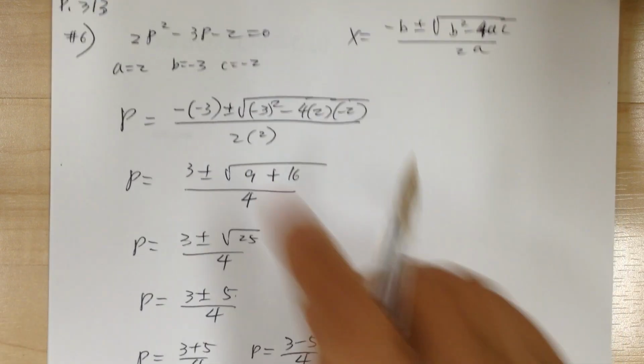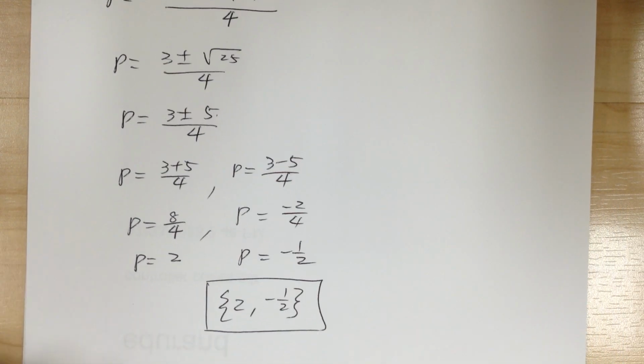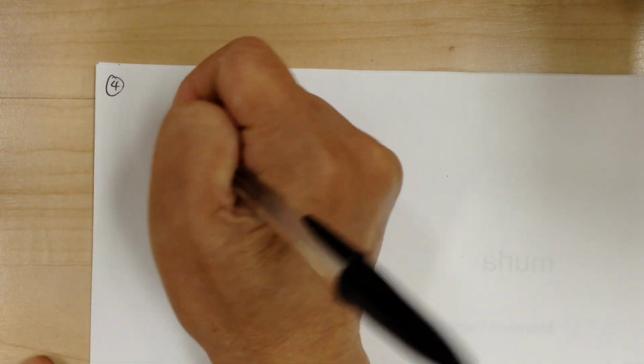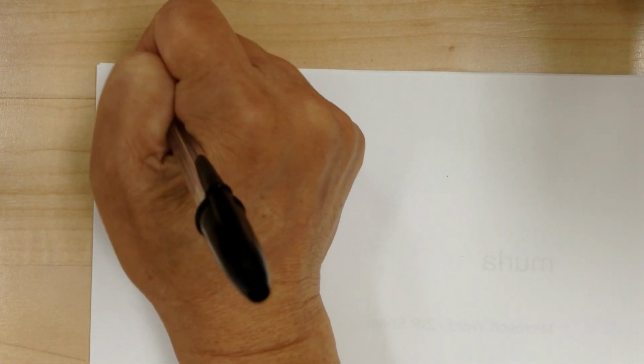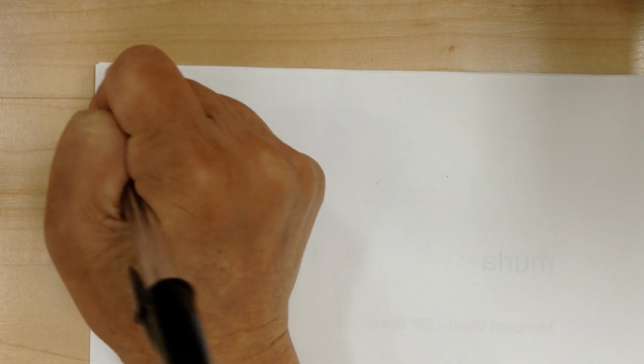Okay, so this is number 3 on the breakdown list. Okay, let's go to the next one. Number 4 on the list is on page 320, and let's go and do number 6.